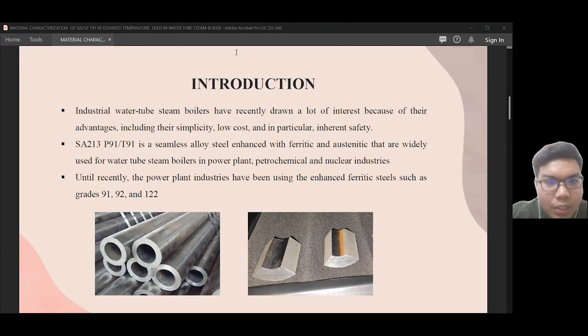A steam boiler acts as a heat exchanger with a combustion chamber and a water reservoir that produce steam for outside usage. The focus of this topic is the material that will be used for water tube steam boiler. One of the materials used in water tube steam boiler is P91 or T91. SA213 P91 is a seamless alloy steel enhanced with ferritic and austenitic structure. The P91 material is widely used in power plant, petrochemical, and nuclear industry for water tube. Until recently, the power plant industries have been using enhanced ferritic steel such as material grade 91, 92, and 122.